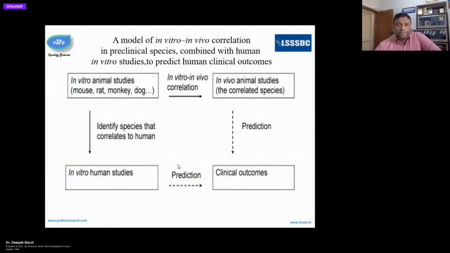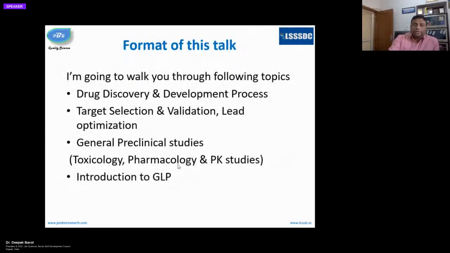Okay. So again, I don't want to spend much time on it. We already discussed this in the past. You have to do in vitro animal studies. You can do in vitro human studies. You can do in vivo animal studies, and all three together, data can be used to predict the clinical outcome of your drug of interest. That's called in vitro in vivo correlation, right?